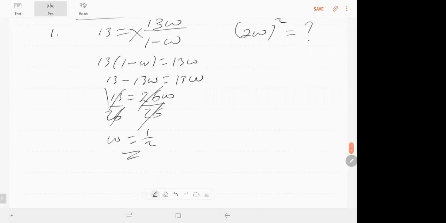So we already have the value of w. It is very simple to get the value of 2w squared. In the place of w, we substitute 1 over 2. So 2 times 1 over 2, squared. The 2 is canceled out by the 2. What's left? 1. So 1 squared is equal to 1. So the value of 2w squared is 1.